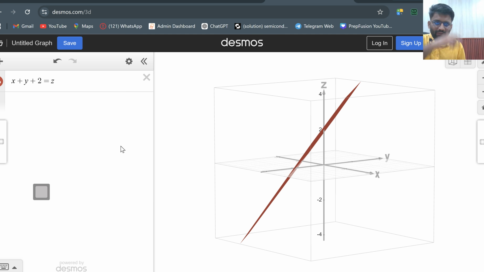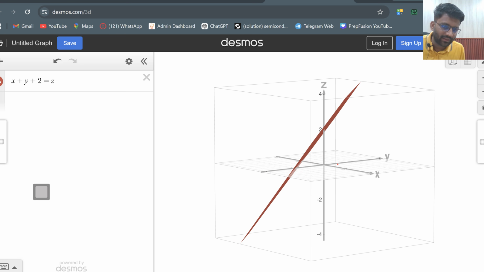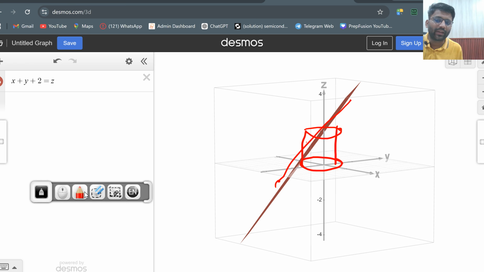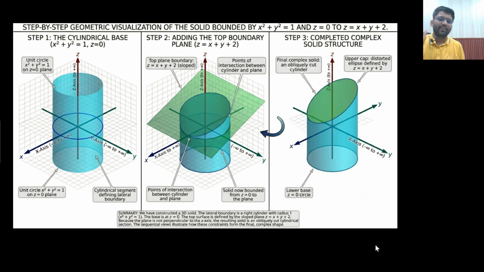Now in between what we have done, we have made a cylinder. The cylinder was x square plus y square equals to 1. This was the cylinder, right? Now what has happened? This cylinder has been cut off by this plane. Is that clear to you? The cylinder has been cut off by this particular plane. So how would the structure look like? Can you imagine a bit? Or shall I show you on the screen? So this is how it would look like.